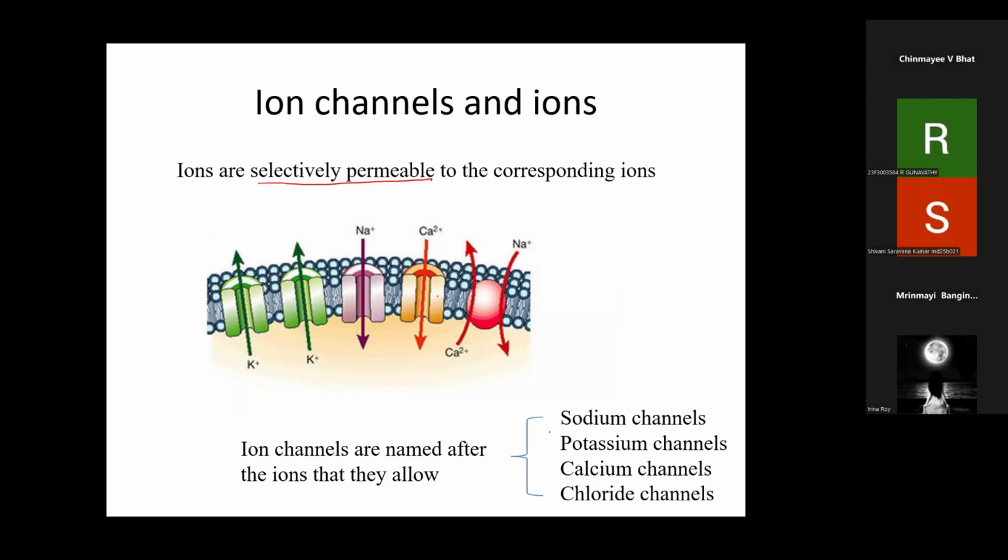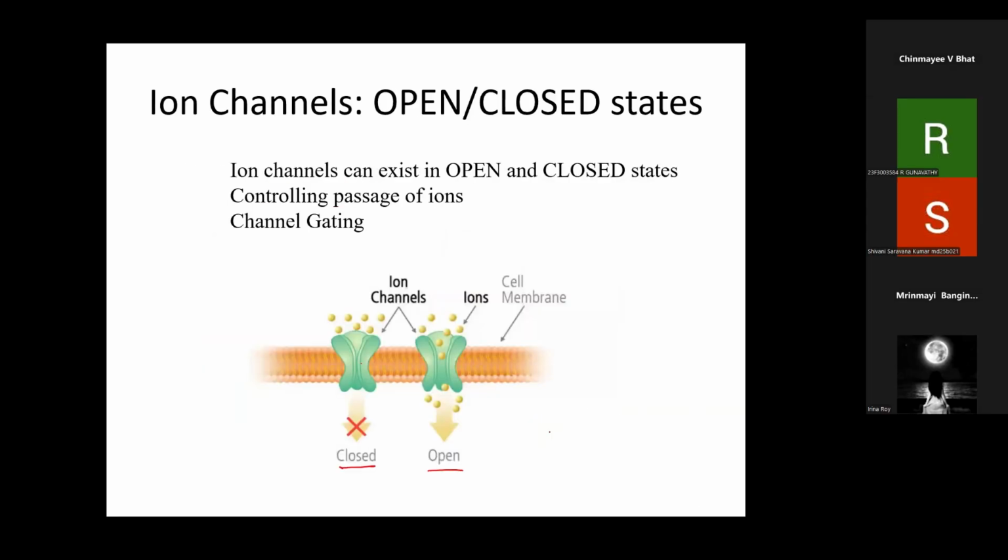Okay, and therefore the ion channels are selectively permeable to corresponding ions. And then these ion channels are not constantly open. They open and close. That opening and closing dynamics can be controlled by various factors. And this process of changing the opening and closing state of the channel is called channel gating.